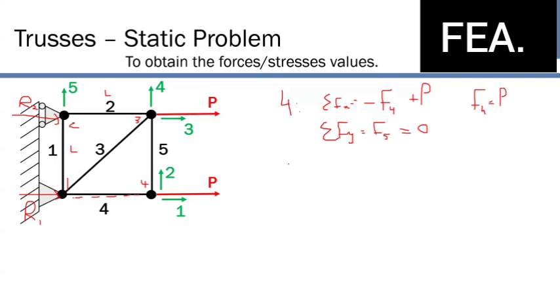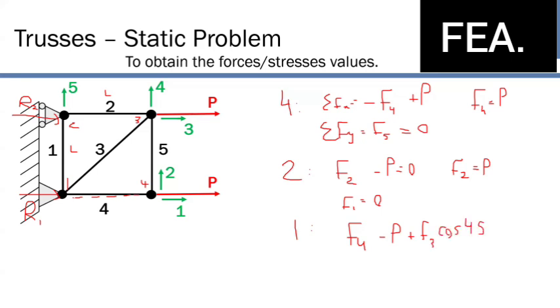So we're basically going to go through every single part of this truss. At joint 2, we have F2 minus P equals 0, so F2 equals P. We have F1 equal to 0, the only force in y. At joint 1, we can sum up the forces in x as F4 plus P plus F3 cosine 45, obviously, because it's an isosceles triangle. That's equal to 0. And then the summation of forces in y is F1 plus sine 45 times F3.